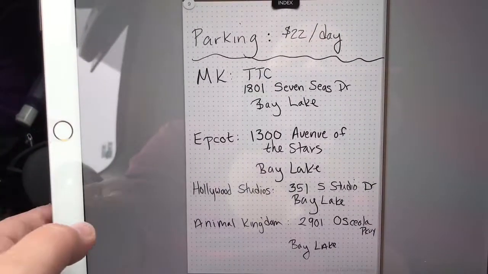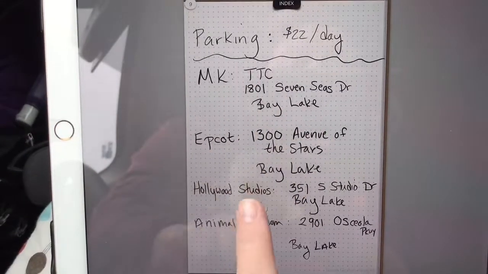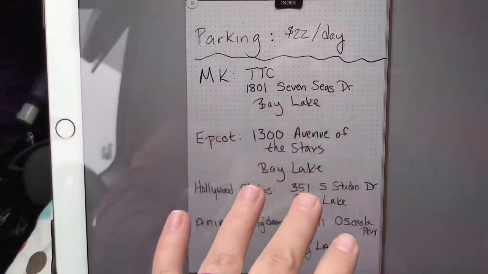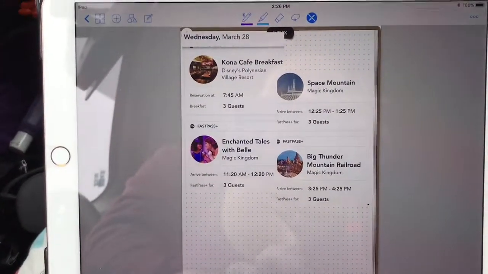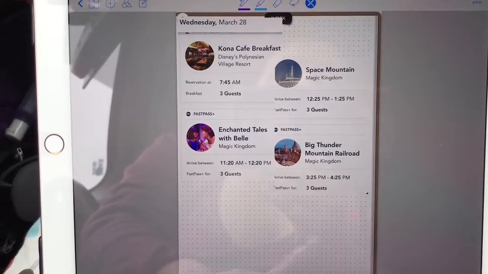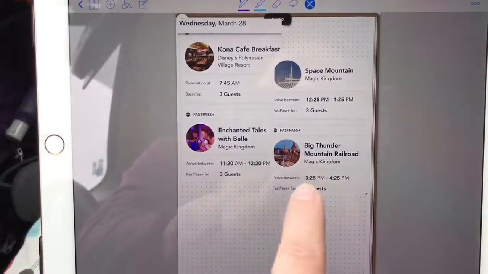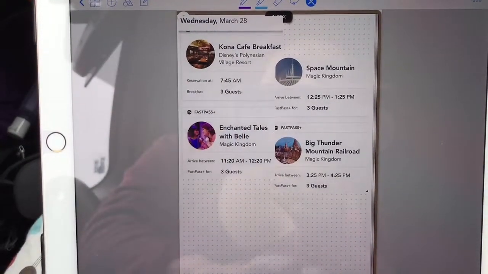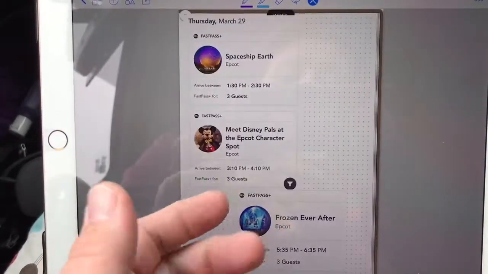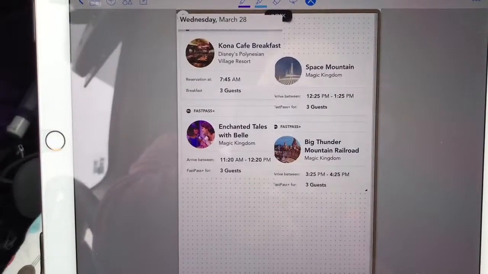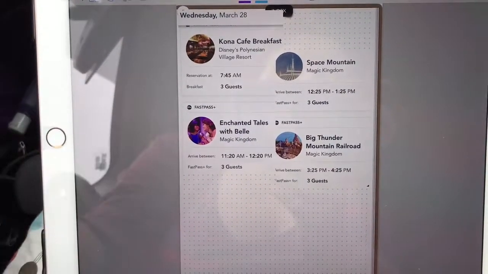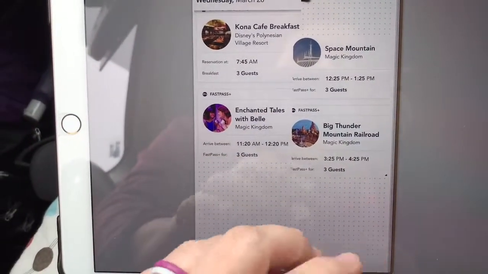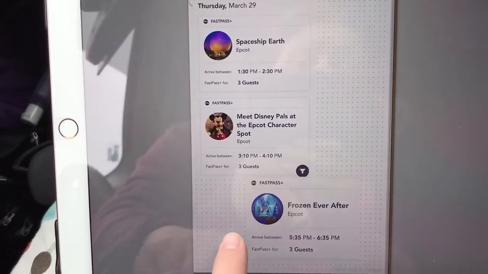This was just all of the addresses of the different parks, how much it was going to cost to park. And then here I have, for each day, our fast passes and then any sort of dining reservations that we did. Just because I kept forgetting, like my husband would ask me multiple times a day, what time is our fast pass for XYZ? And I just, for some reason, could not commit any of it to memory, so I had it all handy here.